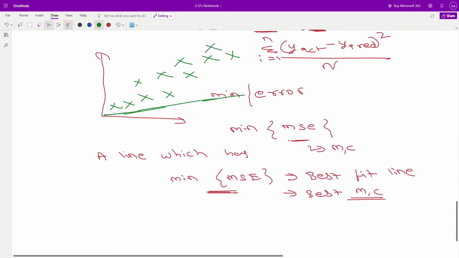Find out MSE. Again, one random line. Move that line a bit forward. Find out MSE. Again, move this line a bit forward. Find out MSE. Move this line a bit forward. Find out MSE. Move this line a bit forward. Find out MSE. Like this, I go on randomly moving my line.